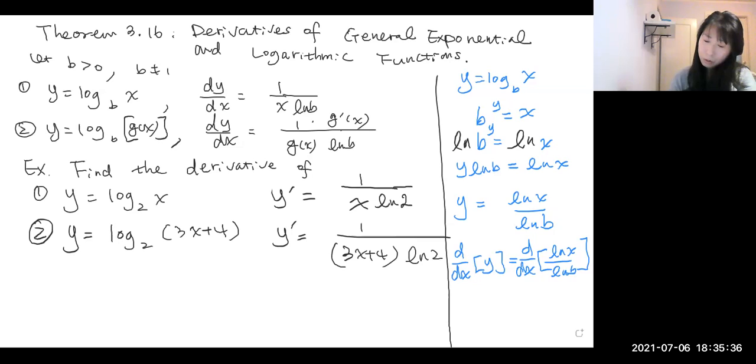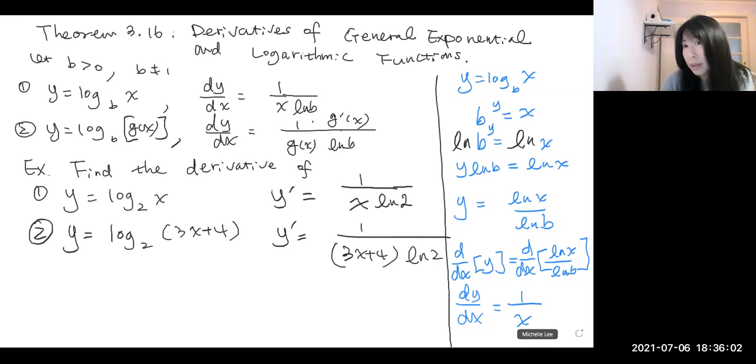Then what do we get for this one? We get dy over dx equal to... how do we take the derivative of ln x? 1 over x. Then ln b is the constant, right? The number. So we keep that. Make sense? That's how we got it.